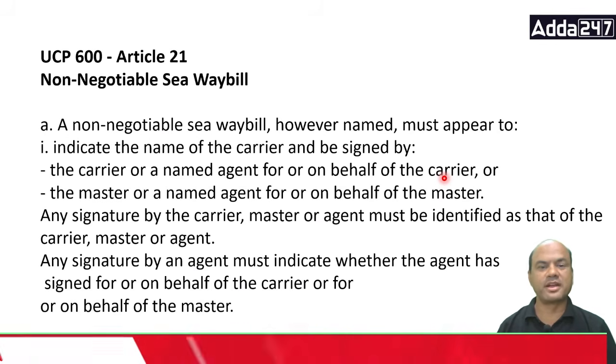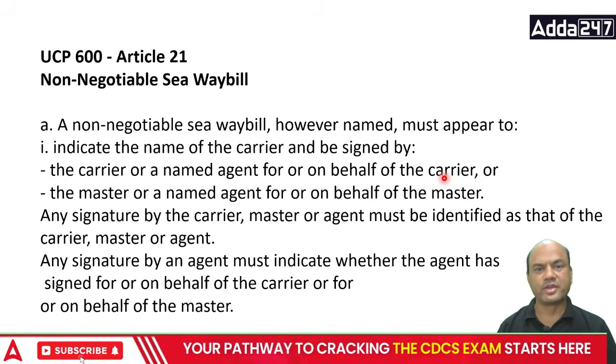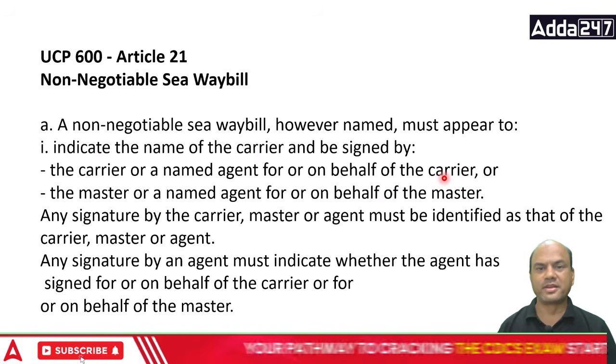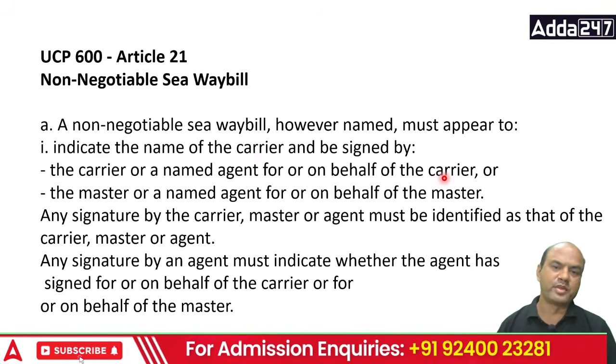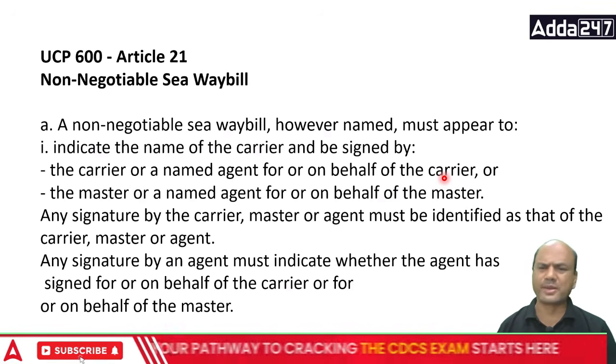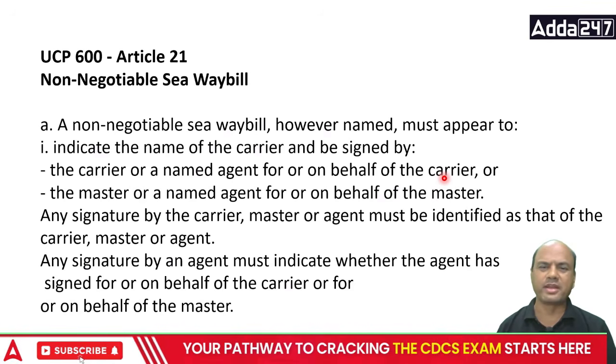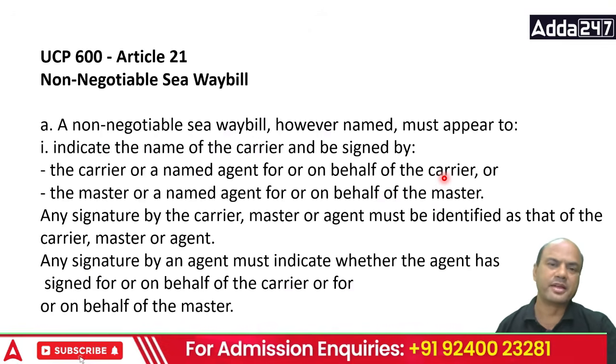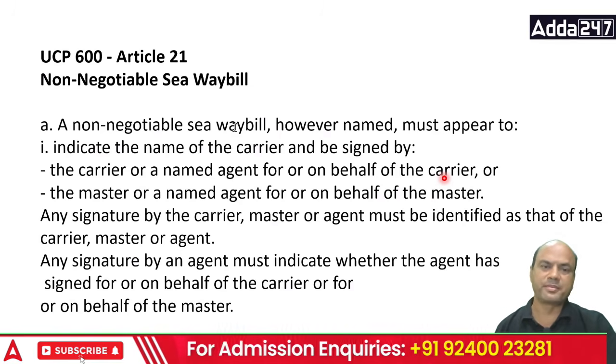UCP 600 Article 21, Non-Negotiable Sea Waybill. In this article, we will be skipping those parts which are common with Articles 19 and 20. Mainly, Article 21 is similar to Article 20 on the bill of lading.